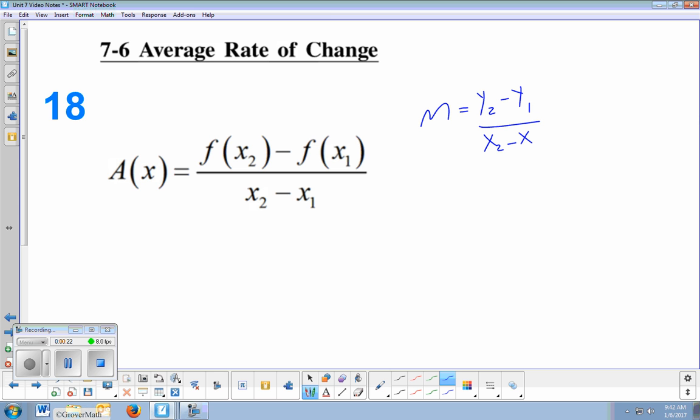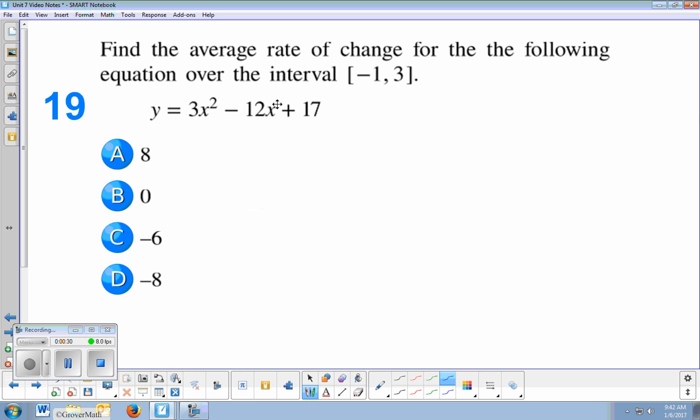But last year when we did slope, it was just between 2 points that were on the same line. What we're going to see here is that we can do the average rate of change for things like quadratics and really any type of graph. You could do it on a sine curve. You could do it on a cubic function, absolute value, exponential, whatever.